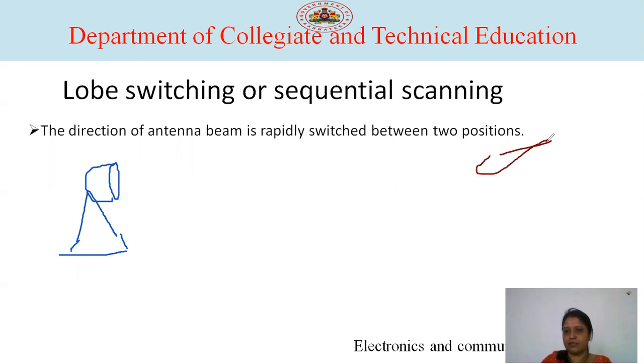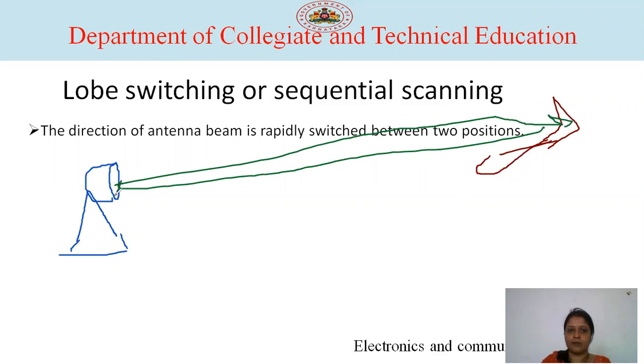It is moving continuously, for example, an aircraft. Now suppose once the presence of the target is detected, then what will happen? It has to track where it is going. Here in this lobe switching technique, first in one position the signal is transmitted and the echo signal comes back here.